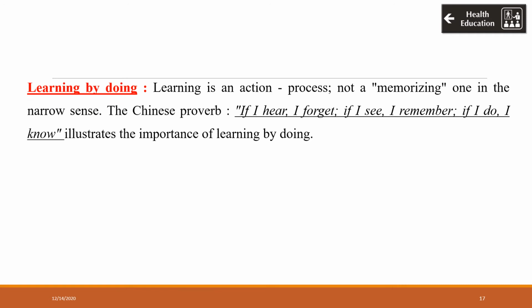Then comes your learning by doing. Learning is an action process, not a memorizing one in the narrow sense. The Chinese proverb: if I hear, I forget. If I see, I remember. If I do, I know, illustrates the importance of learning by doing.